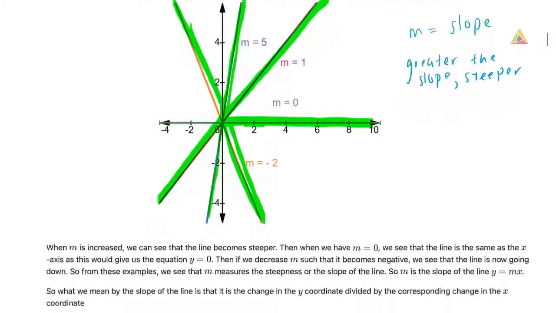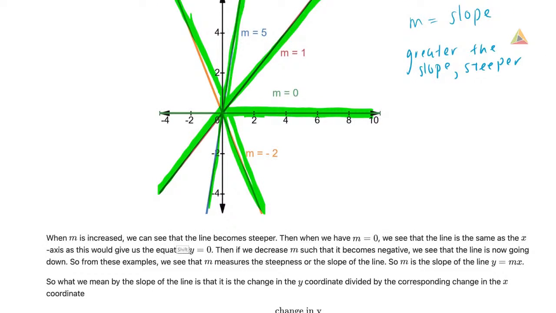So when m is increased, we can see that the line becomes steeper. Then when we have m equal to 0, we can see that the line is the same as the x-axis, so it'll give us the equation y is equal to 0. Then if we decrease m such that m becomes negative, we see that the line is going down. So from these examples, we can see that m measures the steepness of the slope of the line. So m is the slope of the line y is equal to mx. So in that case, m is your slope.